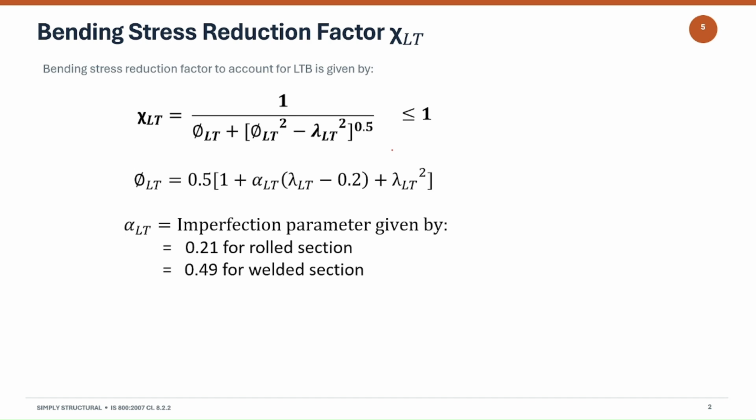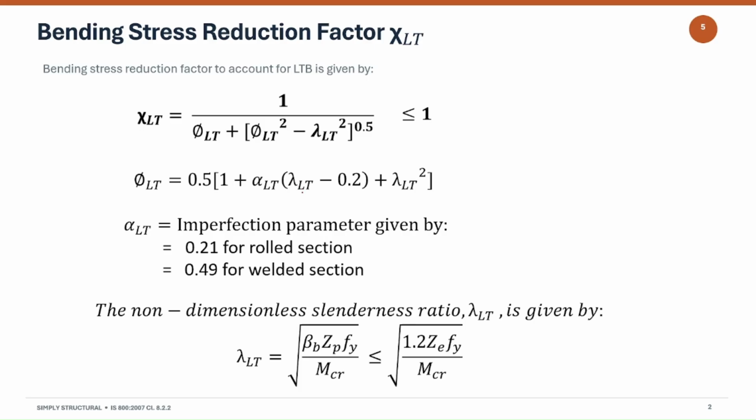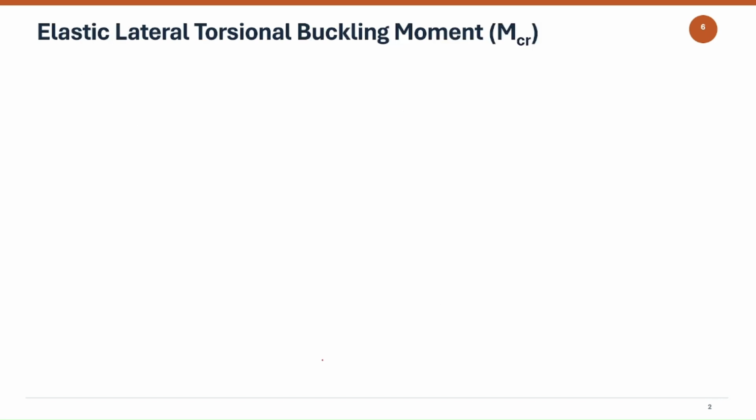No need to worry about these formulas. All these formulas are given in the code. We just need to put in the values and get the final value for χLT. Again, in this formula λLT is there. This λLT is given by the square root of βb Zp fy by Mcr. So again, this new additional parameter is introduced in this formula, that is Mcr. What is Mcr? Mcr is the elastic lateral torsional buckling moment.